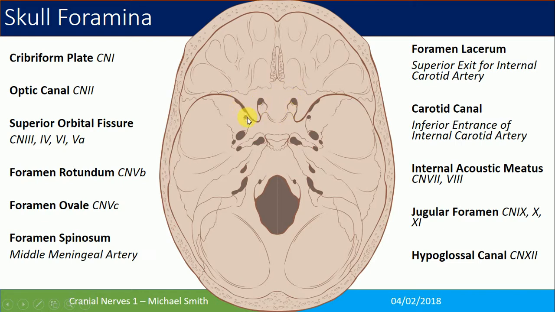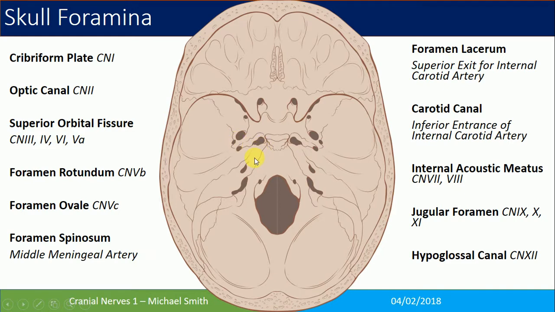We then have our superior orbital fissure, where our cranial nerves 3, 4, 6 and 5A pass through, and 3, 4 and 6 all pass through there because they have to get to the eye. And then we have our foramen rotundum, which is this round one for cranial nerve 5B, and cranial nerve 5C through the foramen ovale, which is oval shaped. We then have our foramen spinosum, which is where our middle meningeal artery comes through.